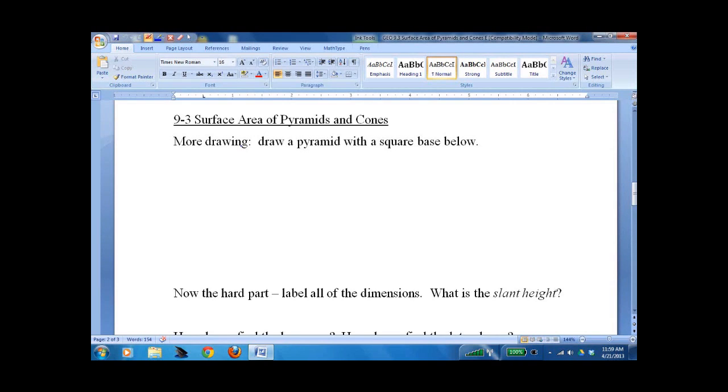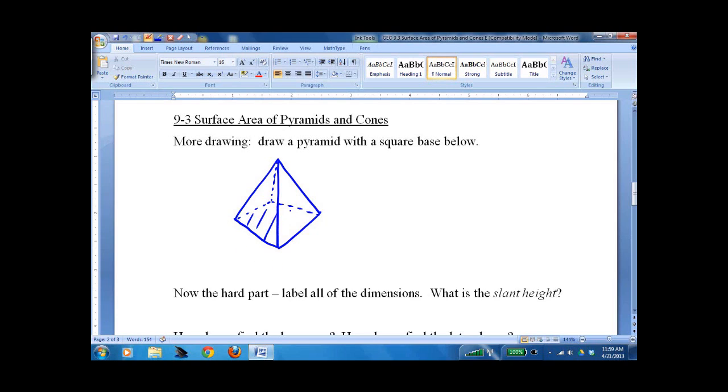Lesson 9.3, surface area of pyramids and cones. So the beginning of this is just working on your drawings. And it's not too bad making a pyramid. So this is a square-based pyramid, so we're going to label it.